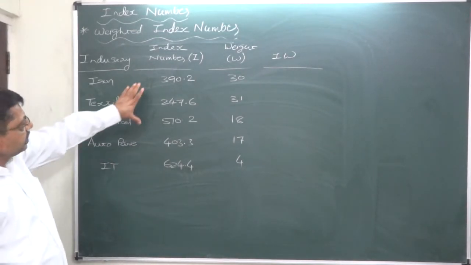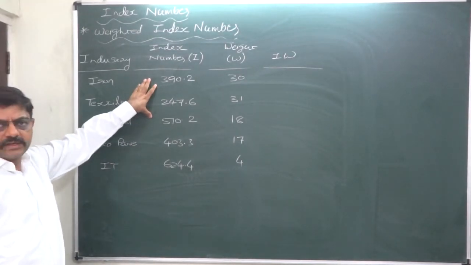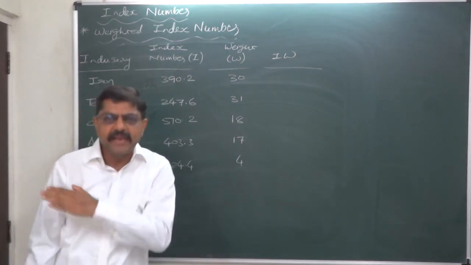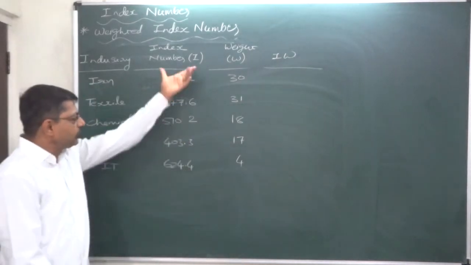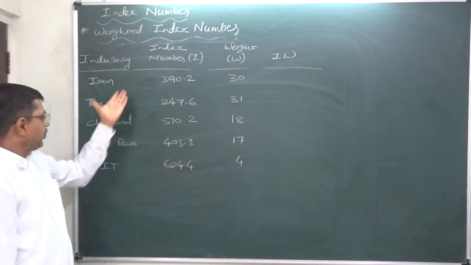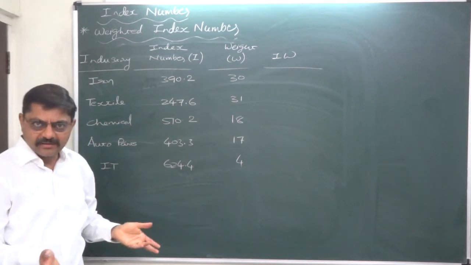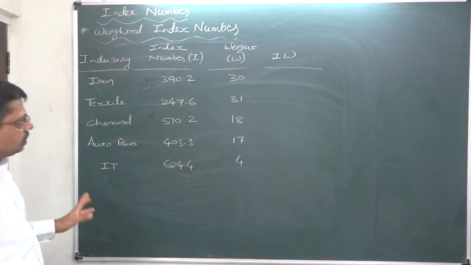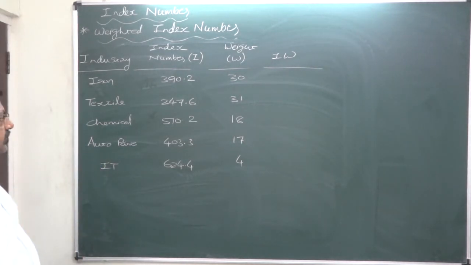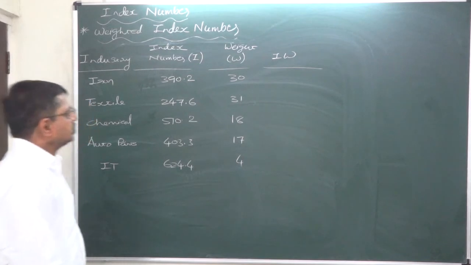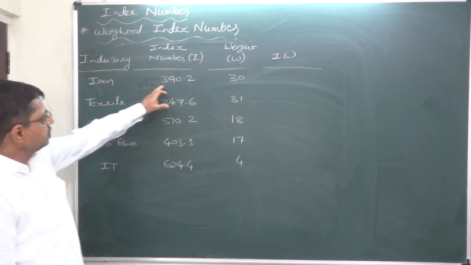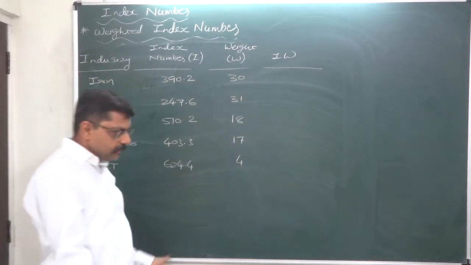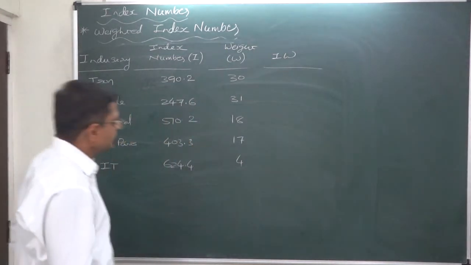And what is the interpretation of these index numbers of industrial output? If we take industrial output as 100 in the base year, these are the industrial outputs or productions of various industries in the current year. The same interpretation, so the calculative part is also the same. We need to find the value of IW, index number into weight, and these are the relative weights determined by some department of the state or whatever the case may be.